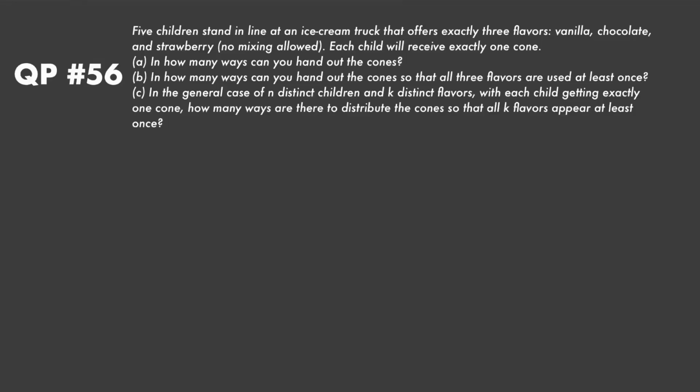Hello everyone, today let's take a look at Quantipus number 56, another combinatorics one. So basically we have 5 children standing in a line at an ice cream truck that offers exactly 3 flavors, vanilla, chocolate, and strawberry, and you cannot mix the flavors, so each child will receive exactly 1 cone.